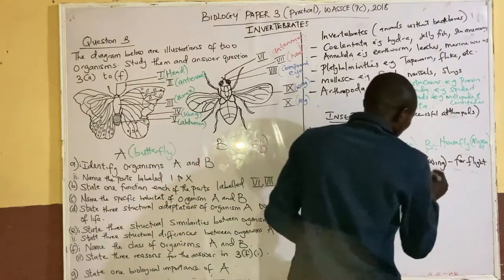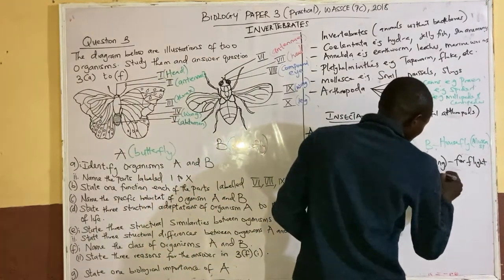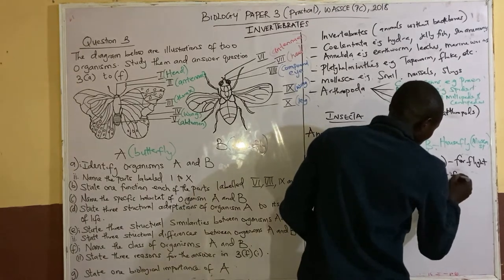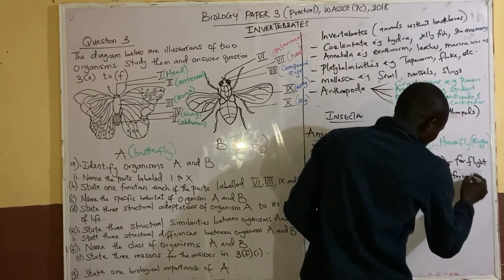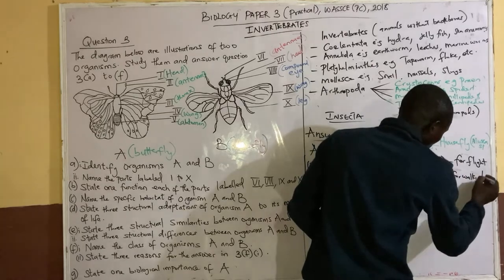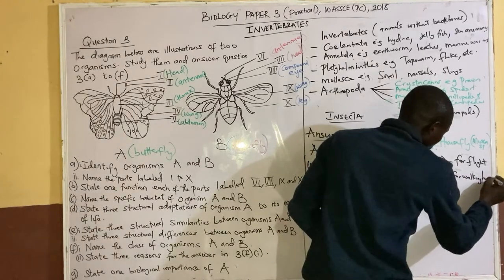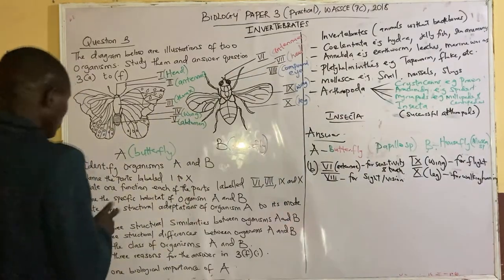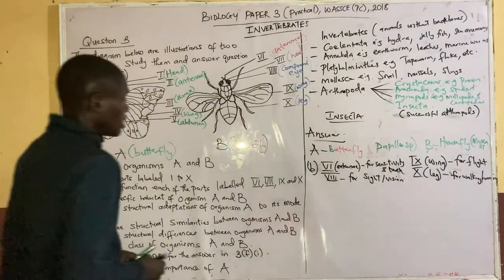What do you use the leg for? For walking. So the insect uses it for walking, or running, or crawling.